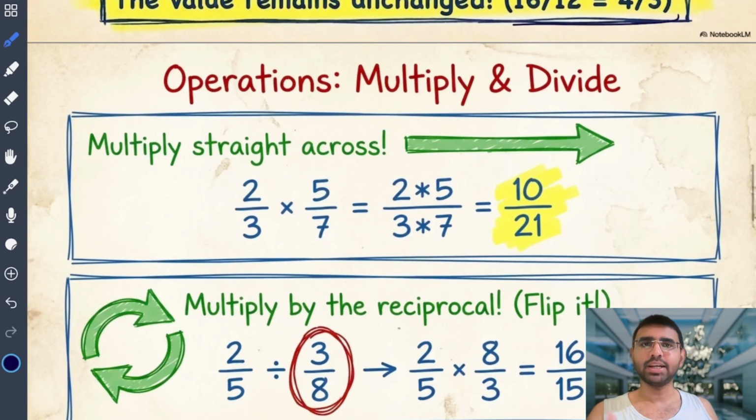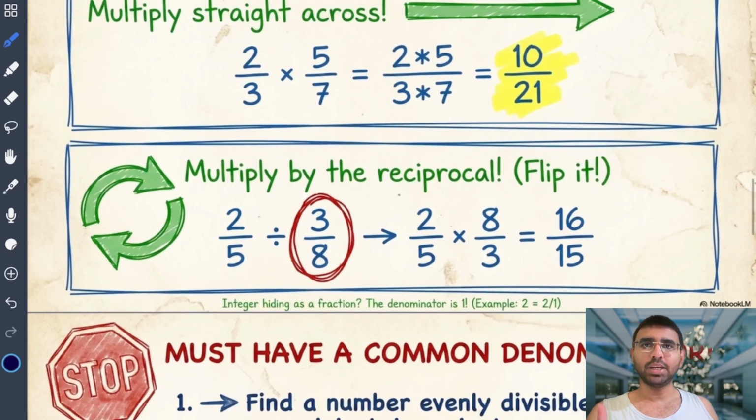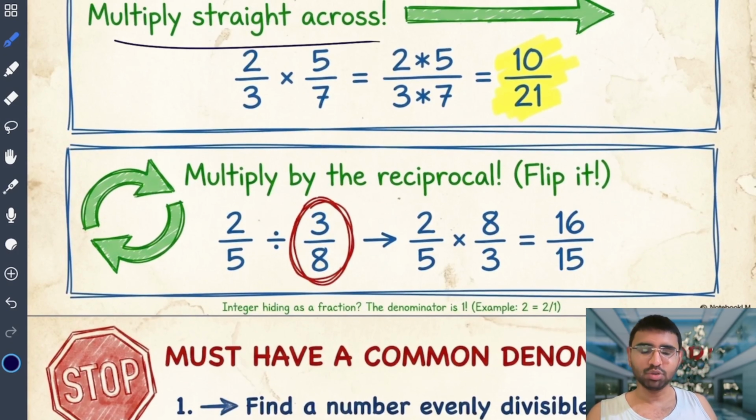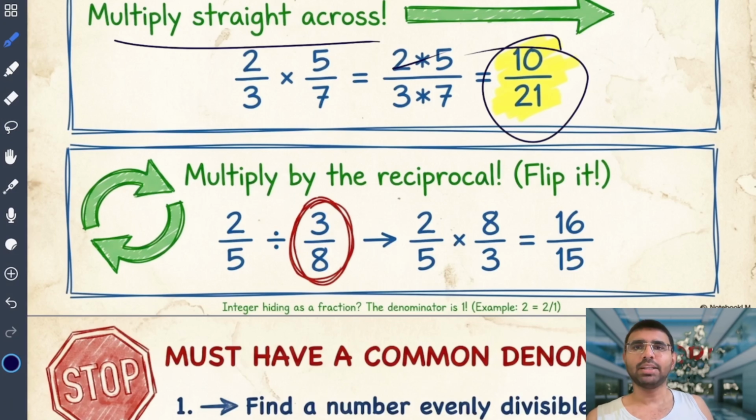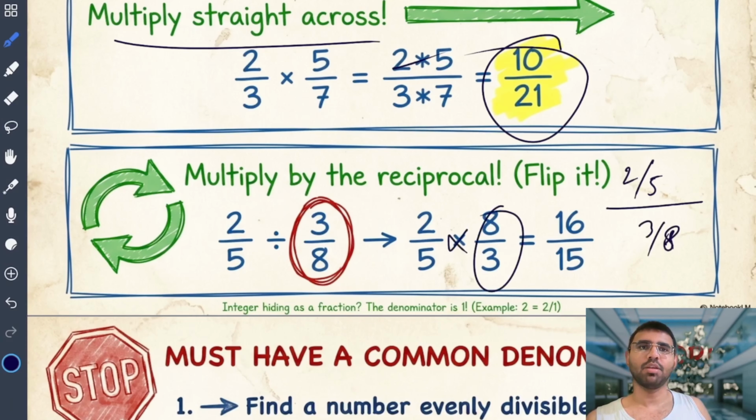Next is multiply and divide. In the case of multiplication, multiply straight across. So 2 into 5 and 3 into 7 directly. 2 times 5 is 10 and 3 times 7 is 21. So 10 by 21. Or multiply the reciprocal, flip it. So if we get 2 by 5 divided by 3 by 8, we can write it as 2 by 5 into 8 by 3. We have to take the reciprocal of the divisor. So now it is 8 times 2 is 16, 5 times 3 is 15. 16 by 15.